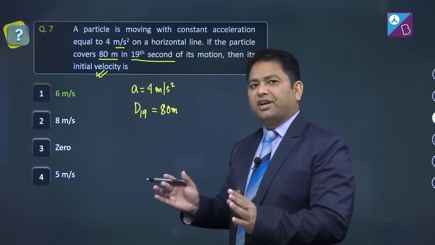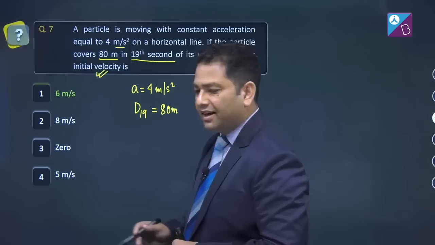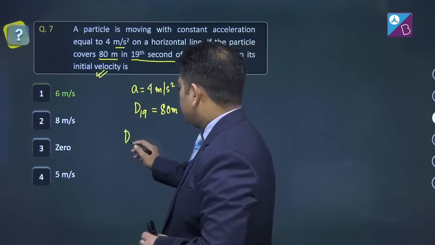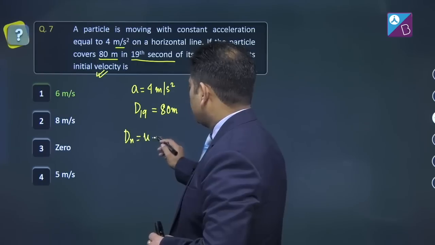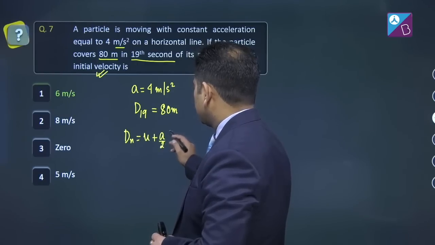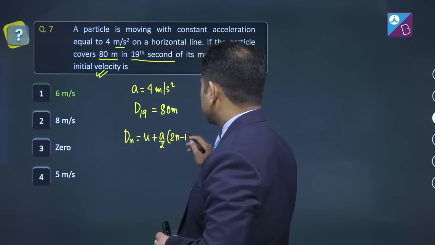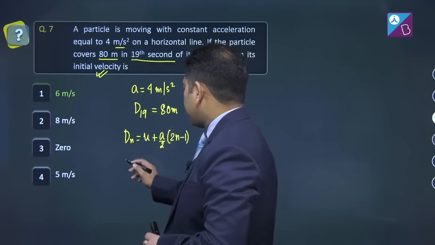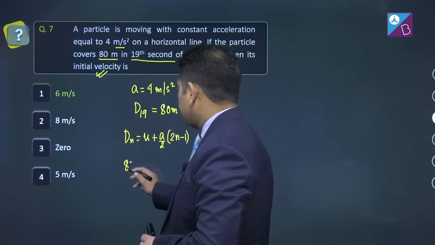Again, straightforward formula based question here. That will be dn is equal to u plus a by 2 multiplied by 2n minus 1. So d19th, that is 80.